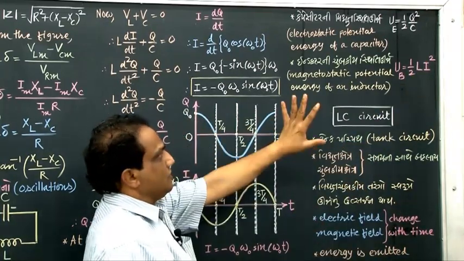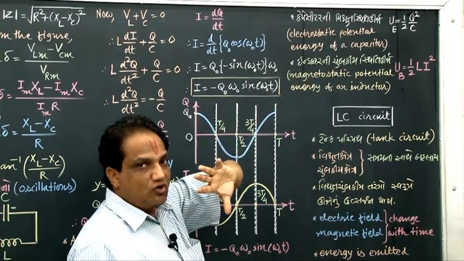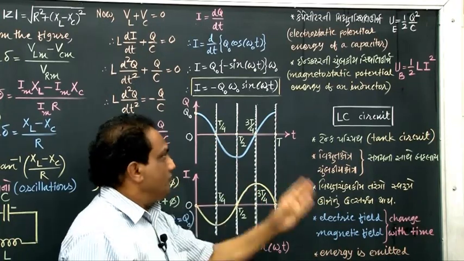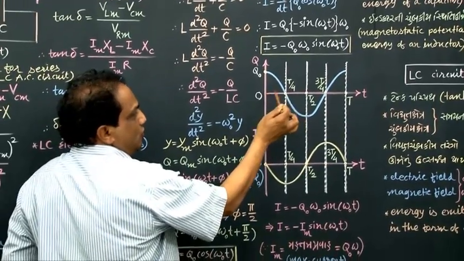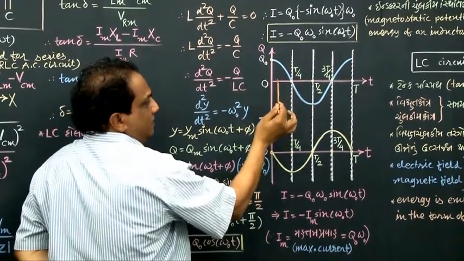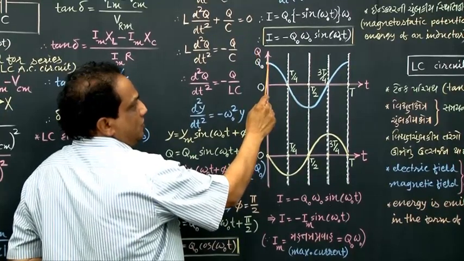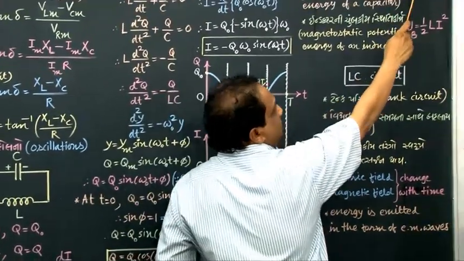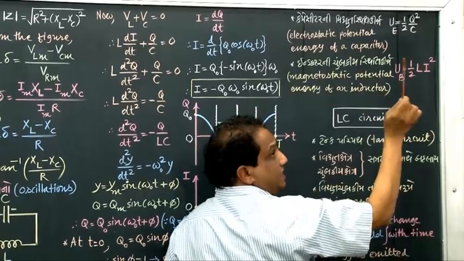Now talk about the amount of charge and the amount of current, how they change with respect to time from these two graphs. Let us take the time interval 0 to T by 4. In this time interval, what happens? The charge on the capacitor goes on decreasing. Naturally, when the charge decreases, the electrostatic potential energy will decrease.